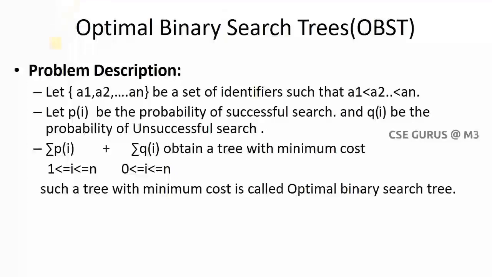So if you see the problem description, you are given a set of identifiers, that is A1, A2 up to AN, such that A1 is less than A2 is less than... That means it is following some order. If I take A1, A2, A3 as some words, it might follow some dictionary order. Let P of I be the probability of successful search and Q of I be the probability of unsuccessful search. That means when you are searching a word in the dictionary, how can you check it out?